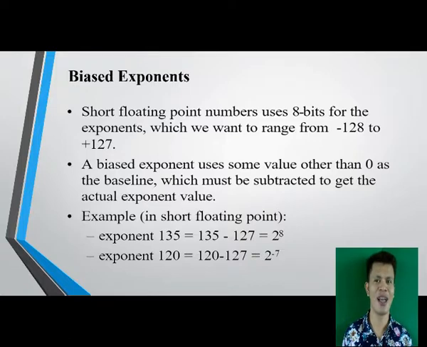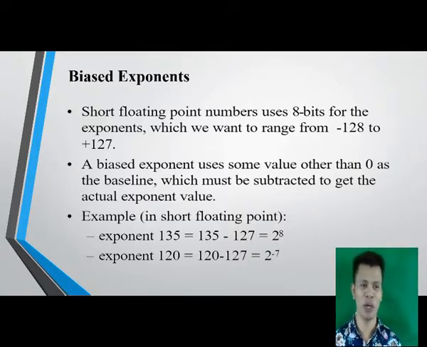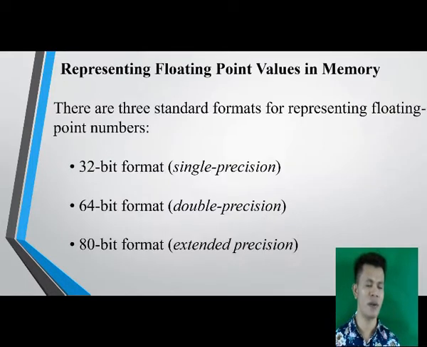Biased exponent. Short floating point numbers use 8 bits for the exponent, which we want to range from negative 128 to positive 125. A biased exponent uses some value other than 0 as the baseline, which must be subtracted to get the actual exponent value. Here is an example in short floating point numbers. Exponent of 135 minus 127 is equal to 2 to the 8, and exponent of 120 minus 127 is equal to 2 to the negative 7.